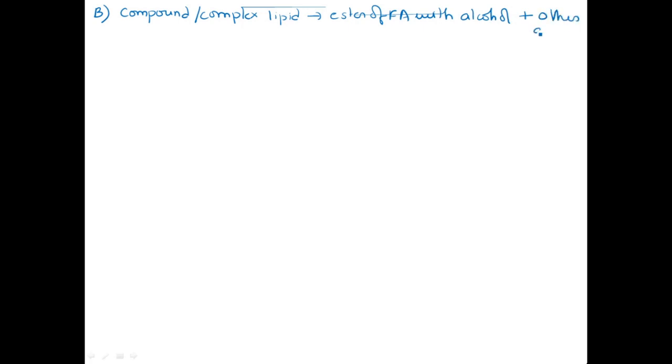Next we have the second group of lipid, which is called compound lipid. This compound lipid is also called complex lipid. These are also esters of fatty acid with alcohol, plus they contain other groups also.